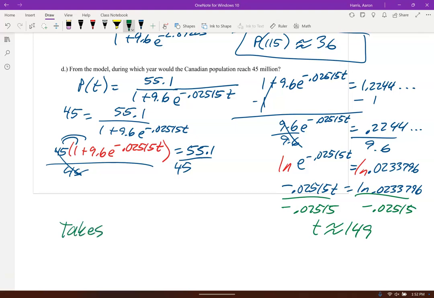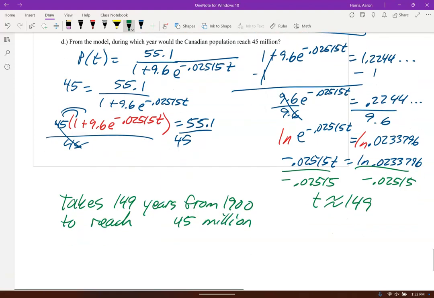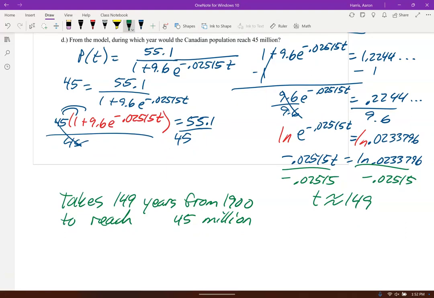So it takes 149 years from 1900 to reach 45 million population in Canada, right? In other words, the year 2049 is the year that they will reach 45 million from our logistic growth model, right?